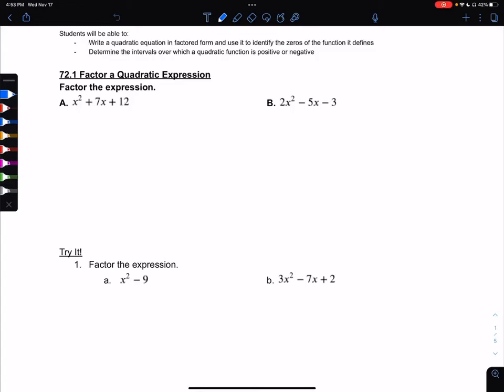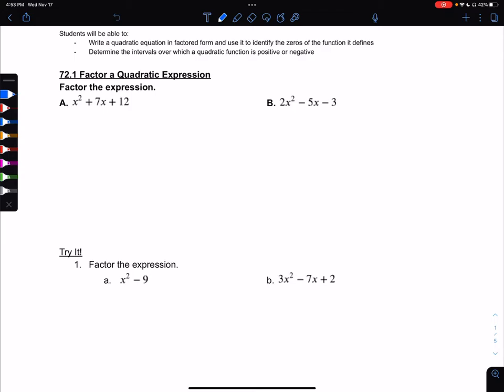In this video, we're going to look at topic 72, example 1, factor a quadratic expression. So we're asked to factor the expression, and we're given two examples here, part A and part B. Part A, we have x squared plus 7x plus 12.